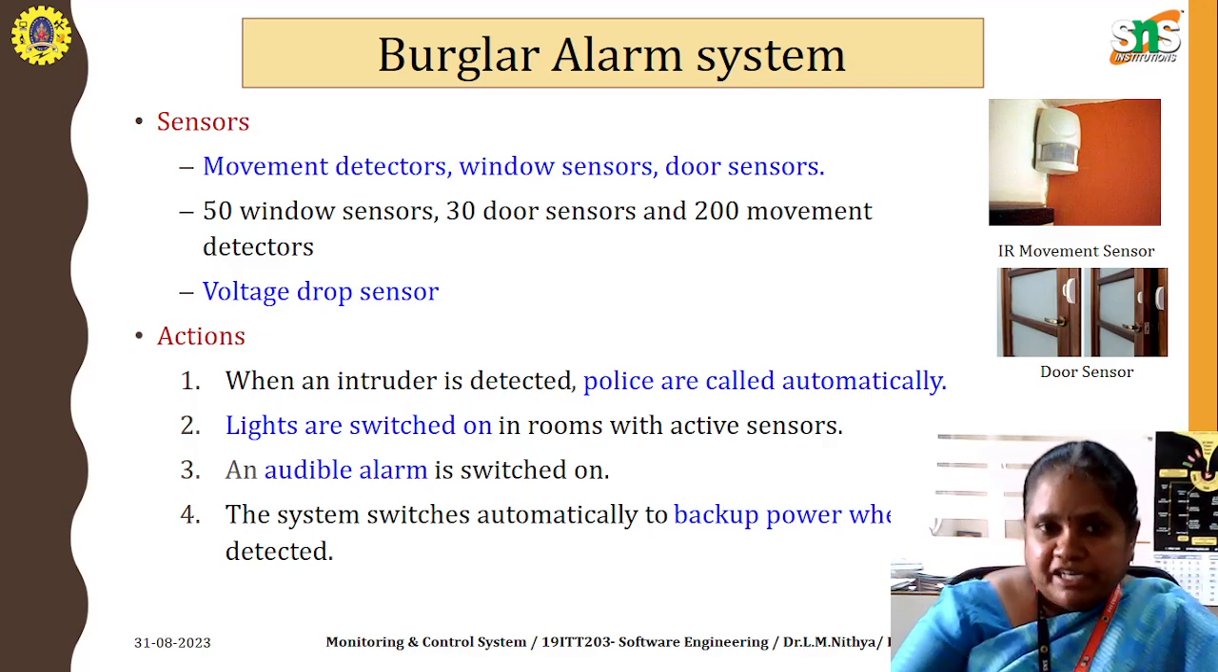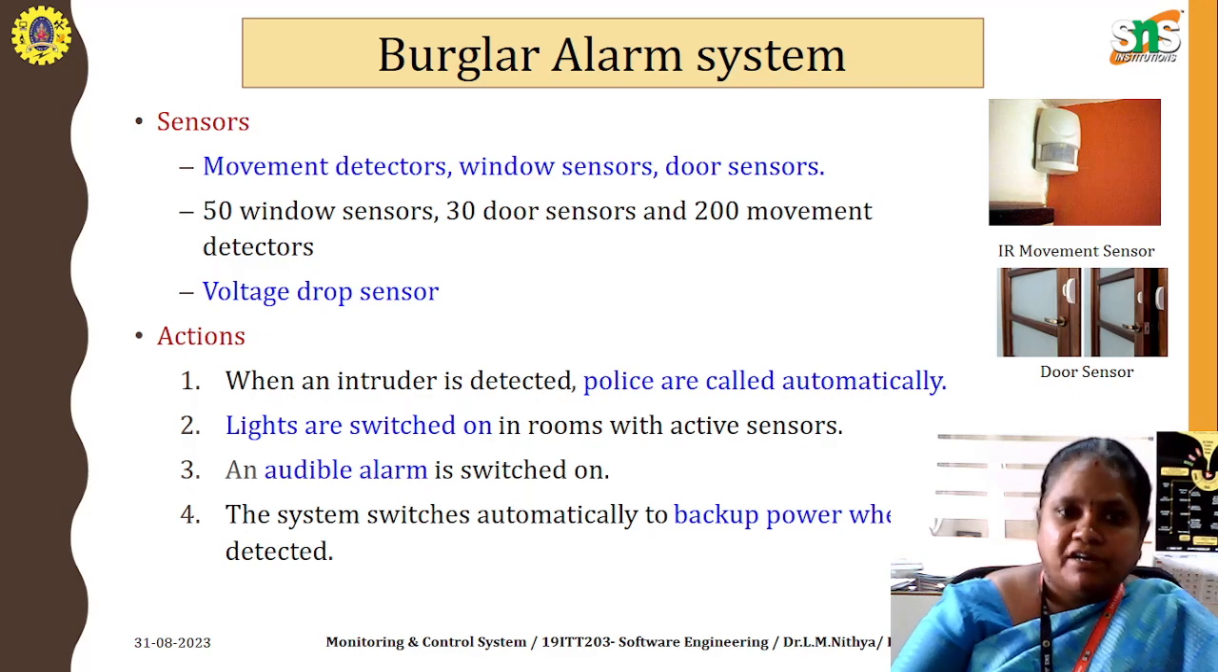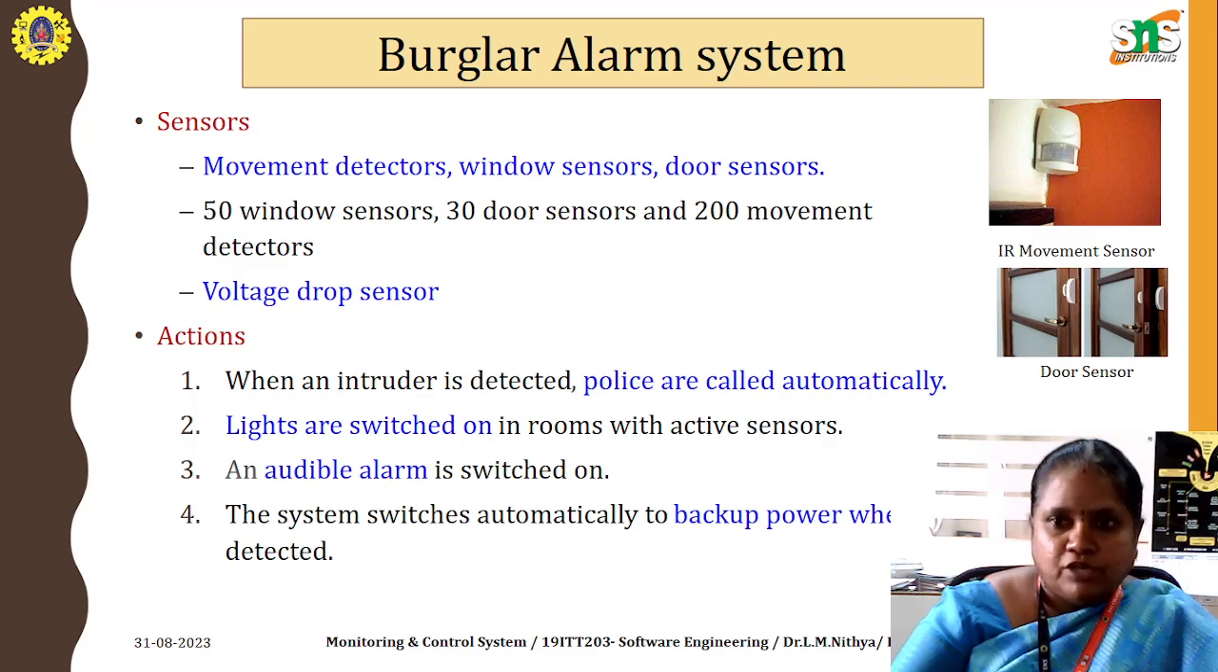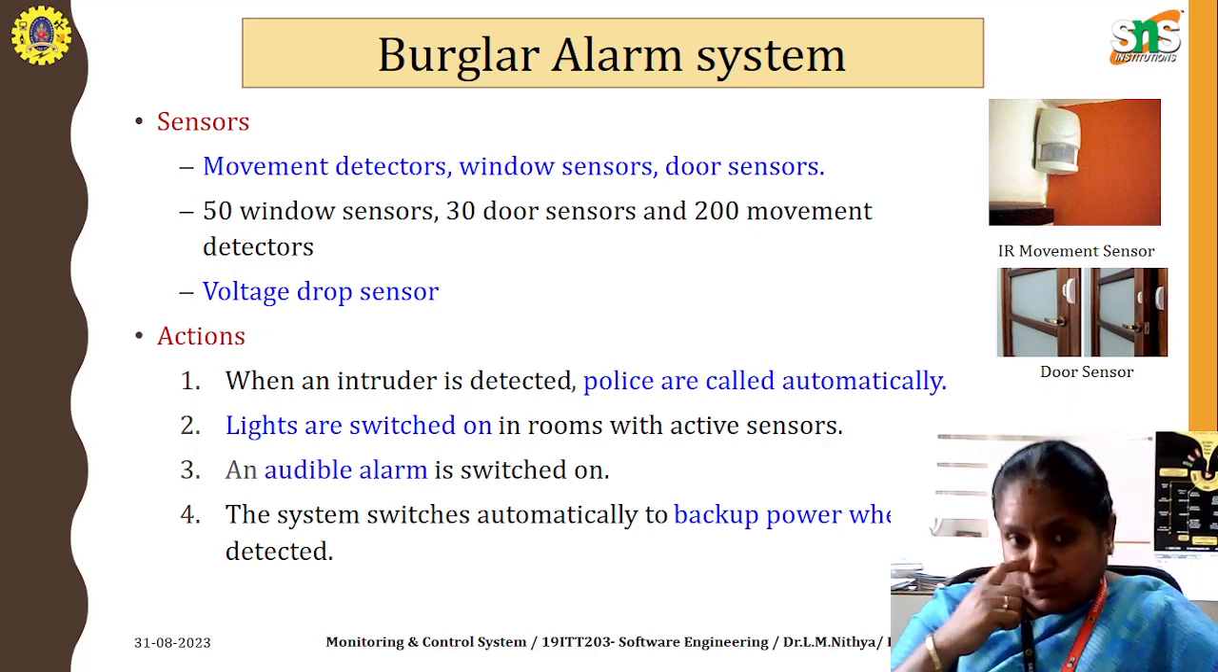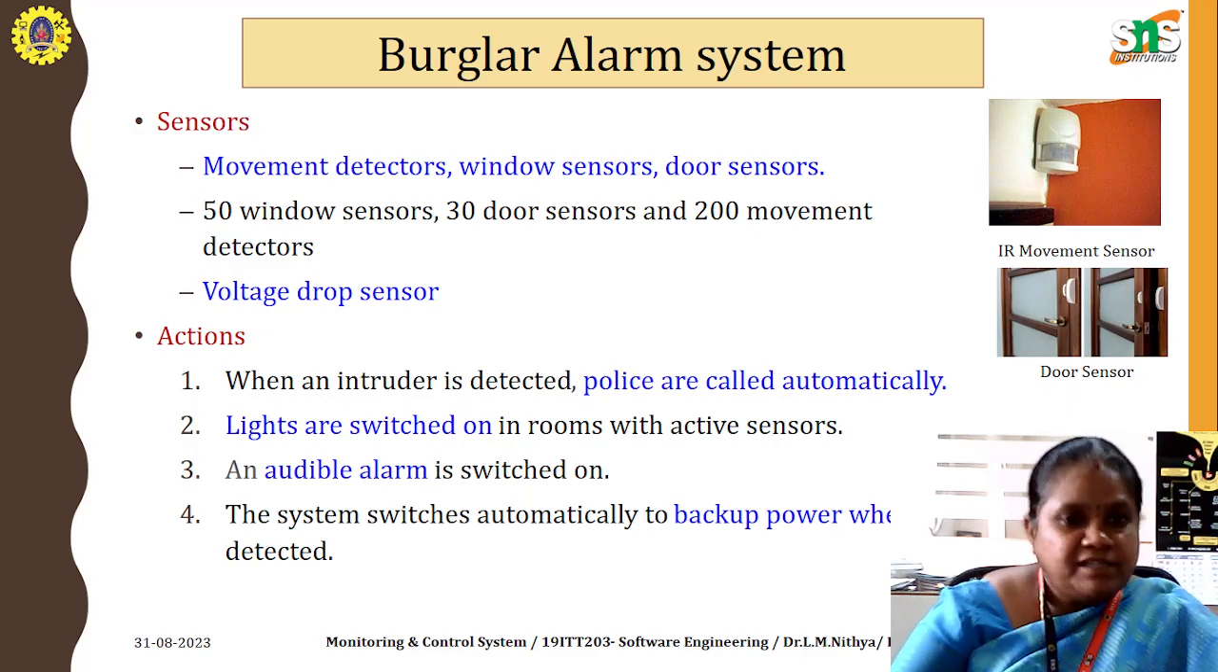So how many do you need? Approximately, for our design, let us take 50 window sensors, 30 door sensors and 200 movement detectors. It is not just that for a room a single movement detector is enough. No, you have to keep it in all 6 corners, all 8 corners, so that it becomes very effective. And we also need additionally a voltage drop sensor, because we want our system to work even if power goes off.